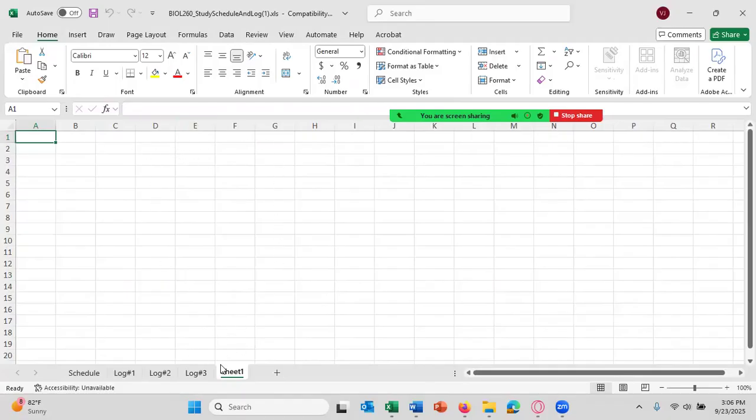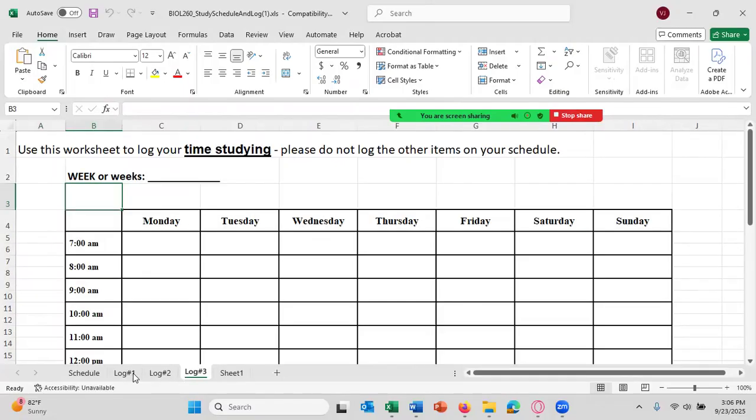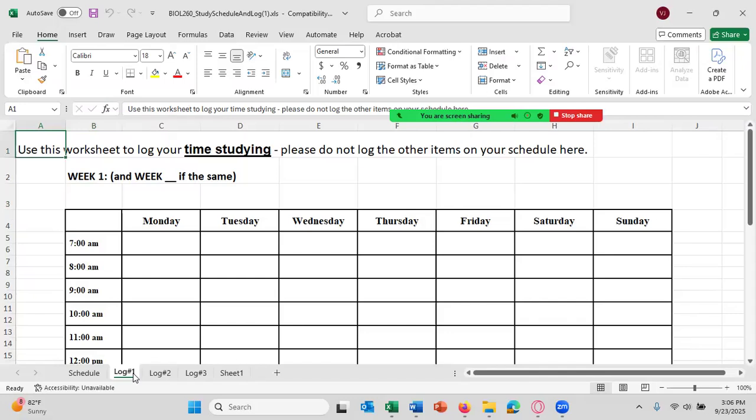If your study schedule is the same for week one, week two, and week three, and obviously you're just estimating here when you're going to study, you don't have to tell me exactly when you're studying. Just tell me when you're planning to study. If it's all going to be the same, all you need is log one, and then just state up here for week one and all other weeks. Any question about any of that?